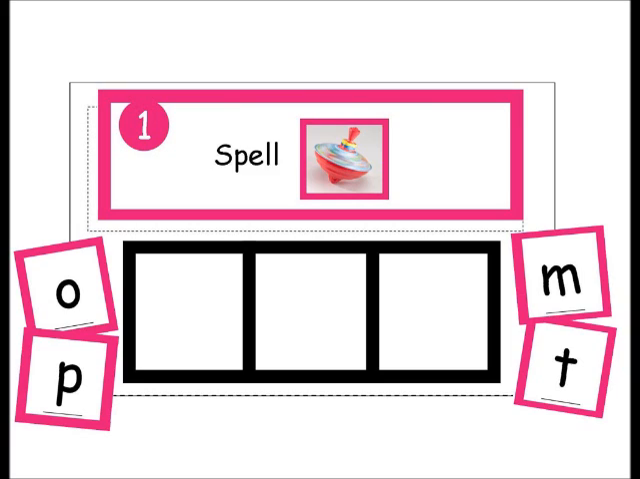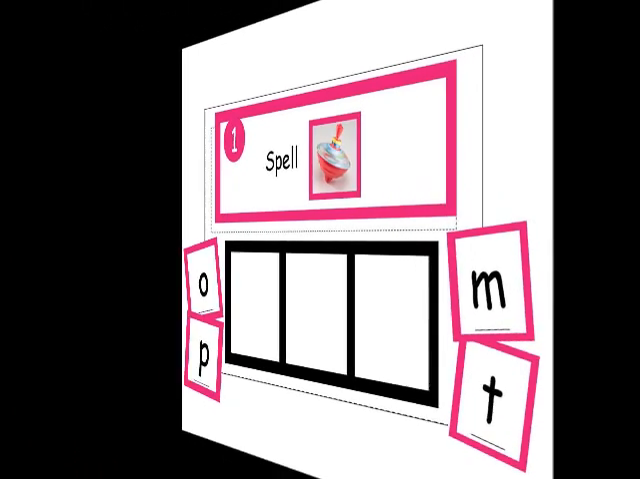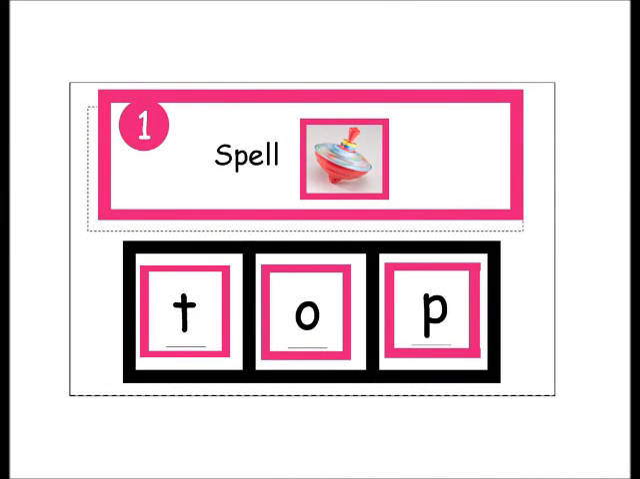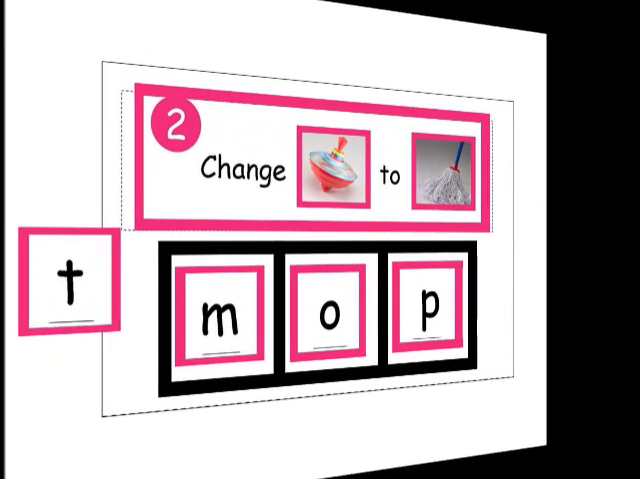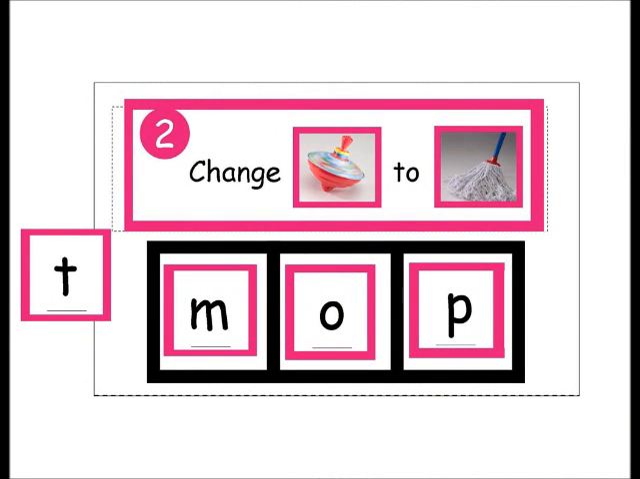And what they're going to do now is, first of all, number 1 just says to spell top, so they're going to take their letter tiles and fill in the blank spaces underneath until they have the word top. Then they're going to flip that card at the top to number 2, and now it says to change top to mop. So they're simply going to change out whichever letter they need to do that.